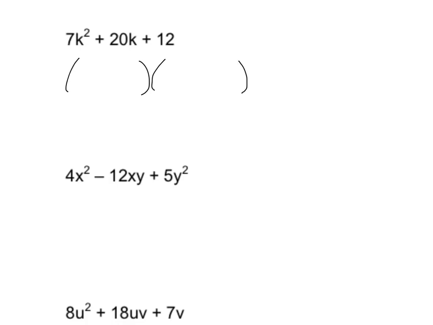So the last term here, the last piece in each one, needs to have factors of 12. Okay, so I have 12 times 1, 6 times 2, 4 times 3. The first ones have to multiply together to give you this. So you know there's a k there, but now you need factors of 7, and that's just 7 and 1. Okay, so let's put a 1 there.